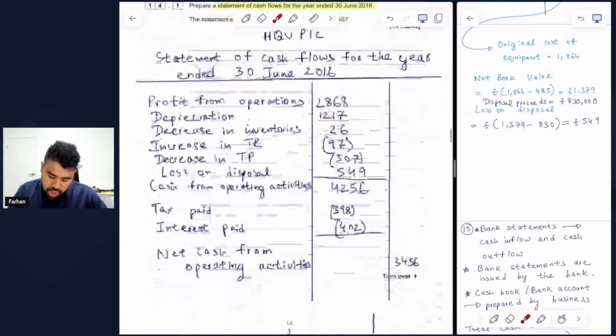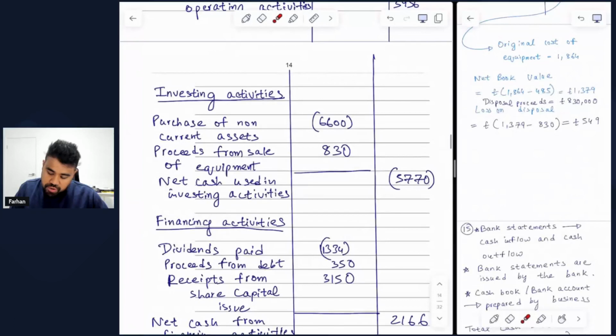So 6600, the amount that we have here, refers to a cash outflow, and this is investing. Why is this an investing activity? Because the plant that we are purchasing refers to purchase of a non-current asset, and like I've mentioned before, always remember, investing activities only include any purchase of non-current assets and any disposal of non-current assets. So purchase of non-current assets in this case is 6600 shown as negative, referring to a cash outflow.